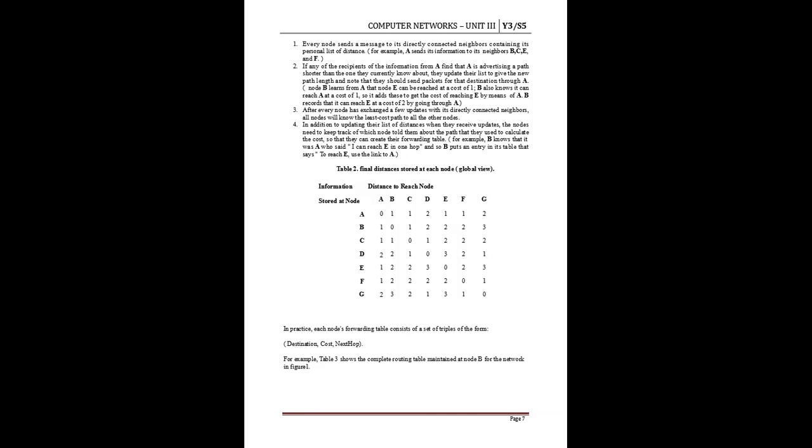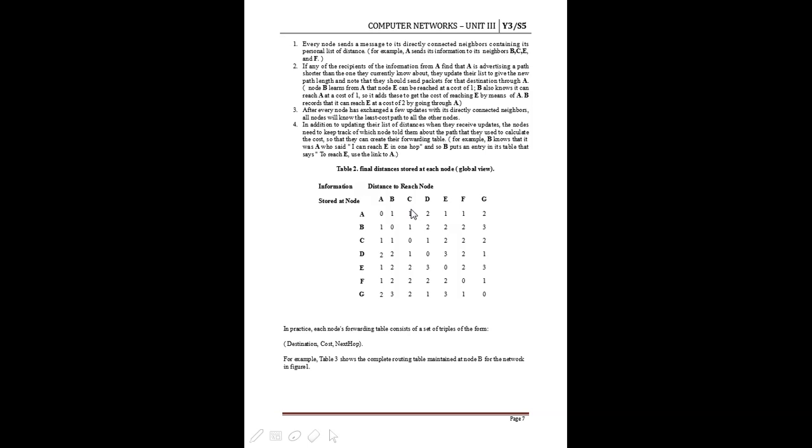Then here you can see another example. This is also given with some values. The main thing here is that the destination, cost, and next hop should be stored. In the following table, you can identify the destination, the cost, and the next hop. When there is A to A, the cost is 1.